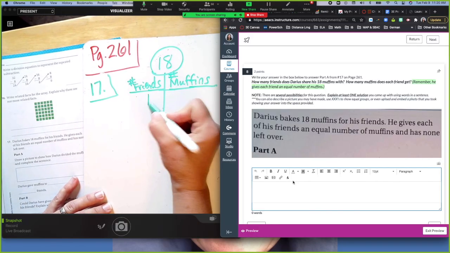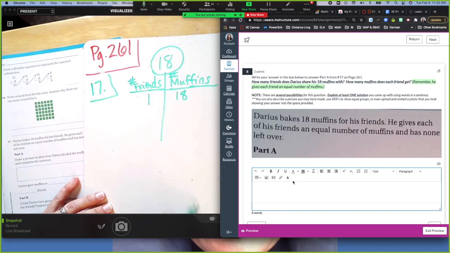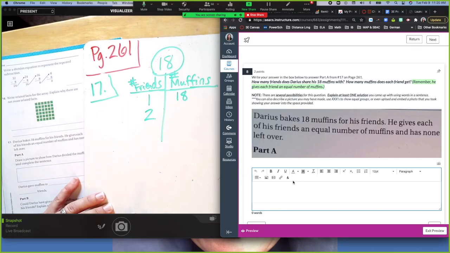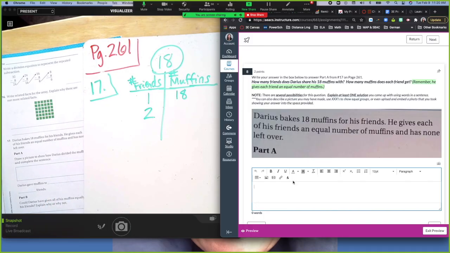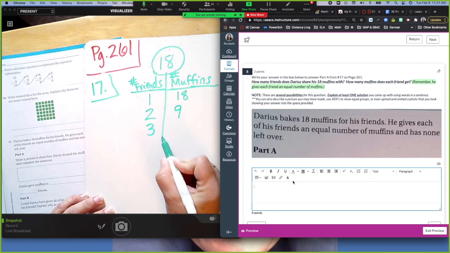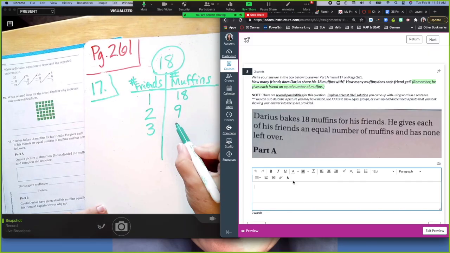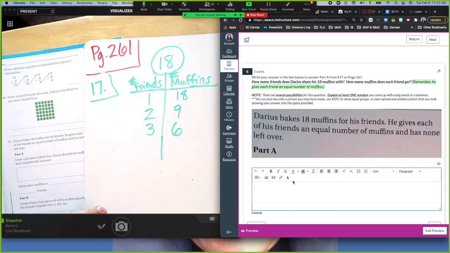If he had one friend, that friend would get 18 muffins. If he had 2 friends, how many would each friend get? 9. Most of you answered that he had 3 friends. And if he had 3 friends, how many muffins would each friend get? He would get 6, 12, 18. I see it, Freda. Each friend would get 6.